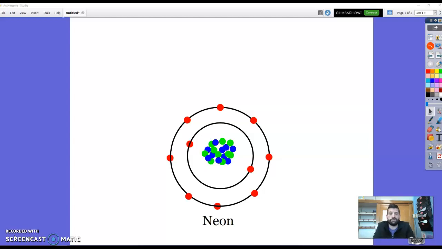Okay. So what I have here is an atom of neon. On the periodic table, neon has an atomic number of 10. That means it has 10 electrons floating around on the outside. It has 10 protons in the middle, 10 neutrons in the middle, and those 10 protons and neutrons form the nucleus.